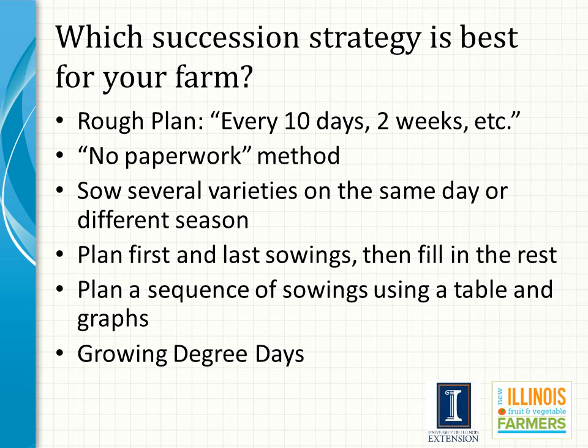We are now going to cover a few succession planting strategies. Feel free to experiment with any number of these. When just starting out with succession planting, the most important thing is to keep it simple. Some of these strategies include the rough plan, where you plan every 10 days, 2 weeks, etc., the no paperwork method, sowing several varieties on the same day or different seasons, planning the first and last sowings, then filling in the rest, planning a sequence of sowings using the tables and graphs based on your farm records. Then finally, we'll briefly touch on using growing degree days for planning succession plantings.